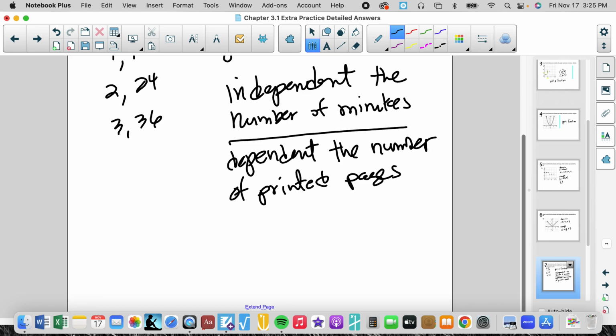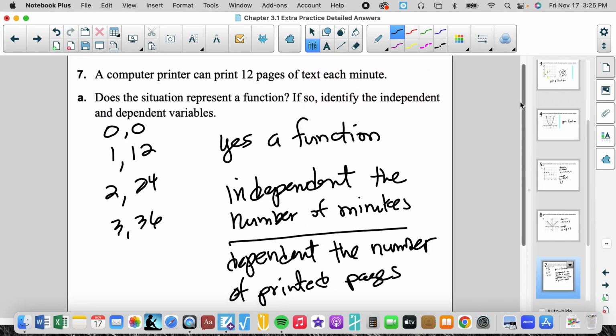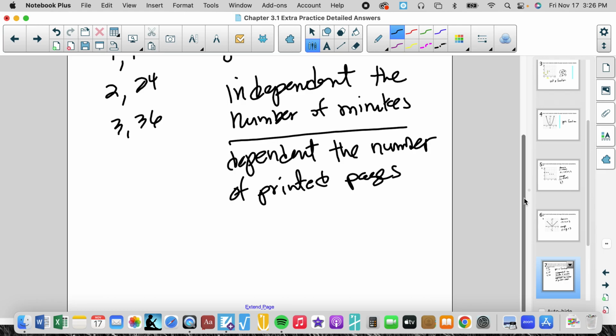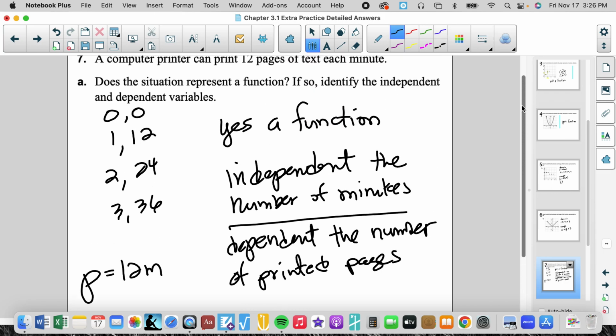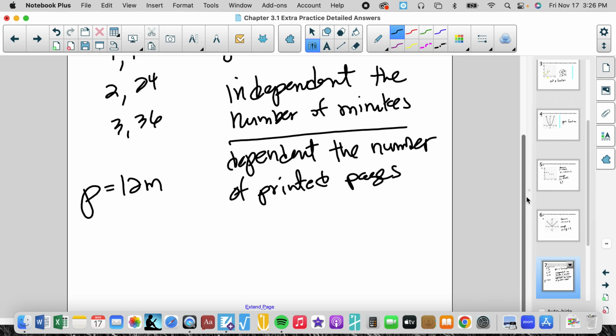And look, if we wanted to write that, P is going to equal 12M. You understand that? So P is the number of pages. M equals the number of minutes. And so M would be the independent, and P would be the dependent variable.